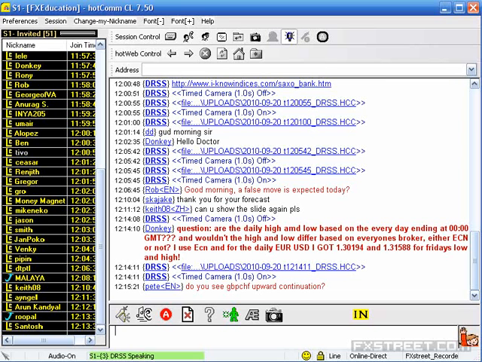Then Peter asks, how long till we then drop? A false move is expected.